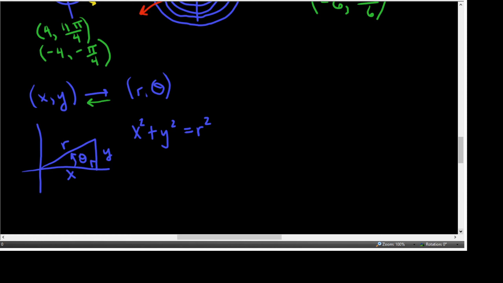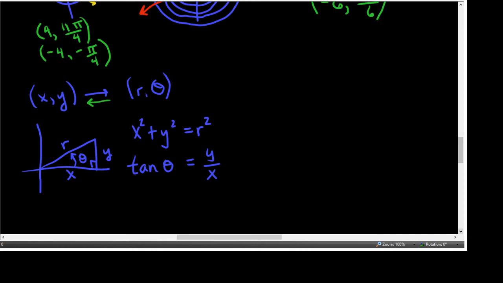Then, what's the relationship, if you know x and y, for theta? Well, because it's a right triangle, we know that there are trig relationships that are defined in terms of ratios of two sides of a triangle. The tangent of theta, if you'll recall, is opposite over adjacent, which would be y over x. So again, if you know x and y, you could find theta using this equation.